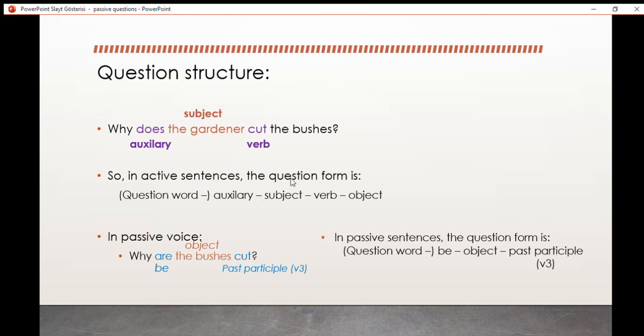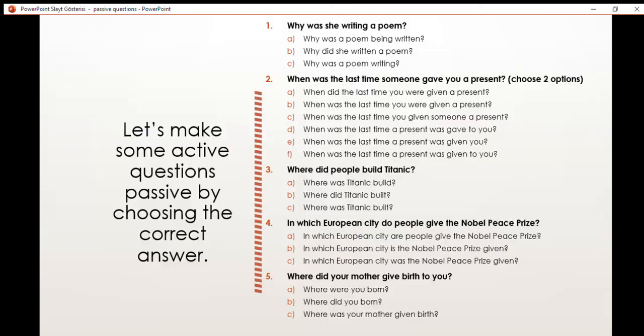Instead of subject, we have the object, and the verb has to be a past participle, always, all the time, never in a different form in a passive sentence. It can be positive, negative, or question. The passive structure, passive voice, a sentence in the passive voice has to have be and verb 3. Nothing different. So, let's see some questions.